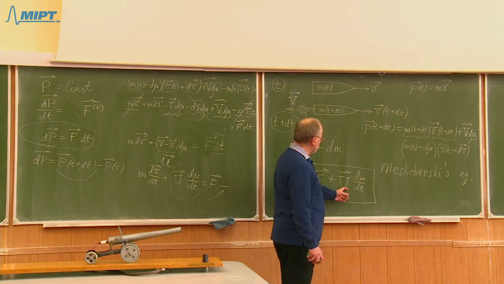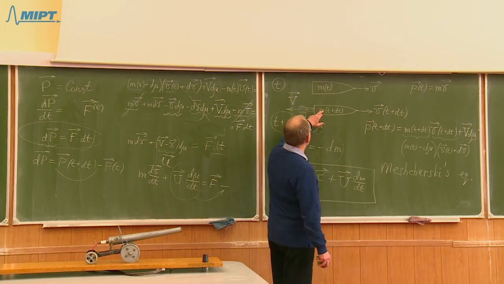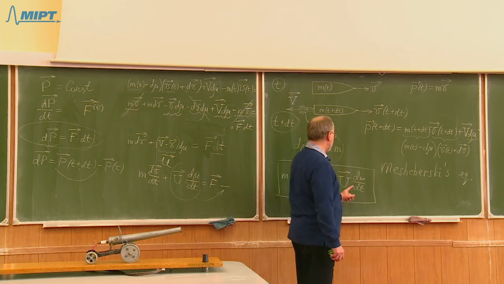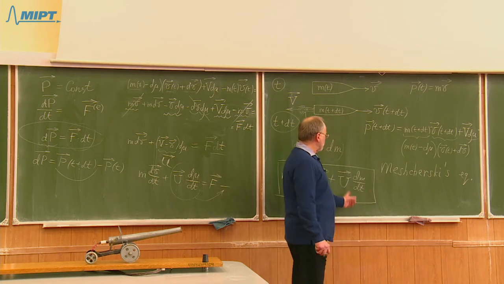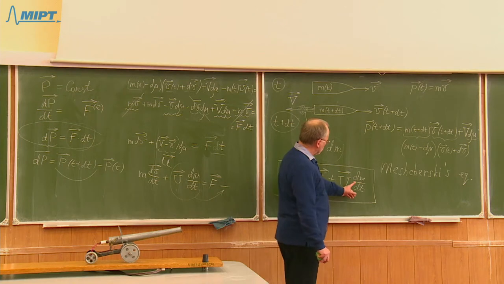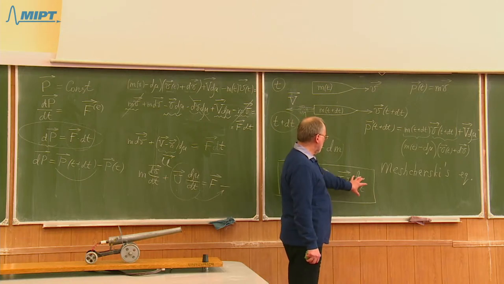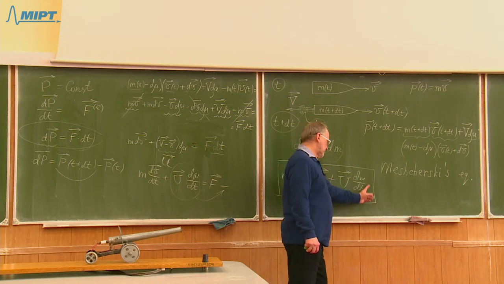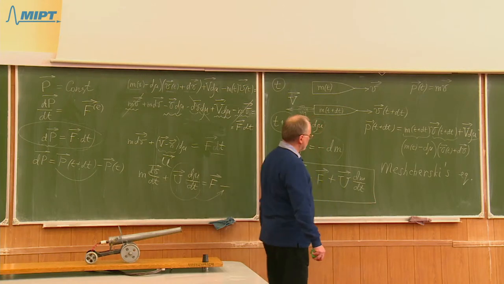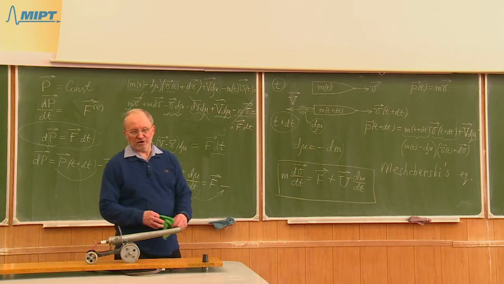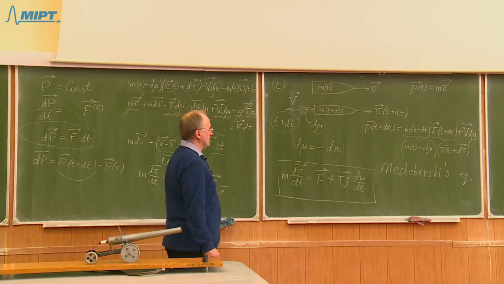And this is the relative velocity, in case of the rocket, the relative velocity of hot gases ejected from the combustion chamber, with the velocity of gases with respect to the rocket, not with respect to the ground, but measured relative to the rocket. And this is the rate of loss of fuel. As the rocket moves, it's burning some fuel. So how many kilograms per second are burned? This is kilograms per second, how much fuel was burned in the combustion chamber. So this is the equation describing the motion of a body with variable mass in the general case.